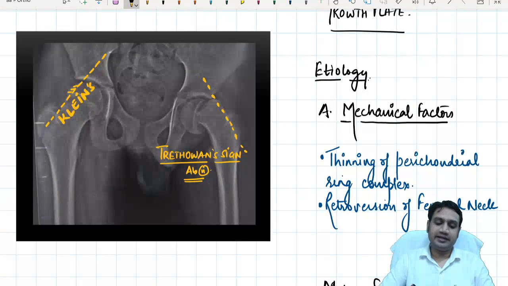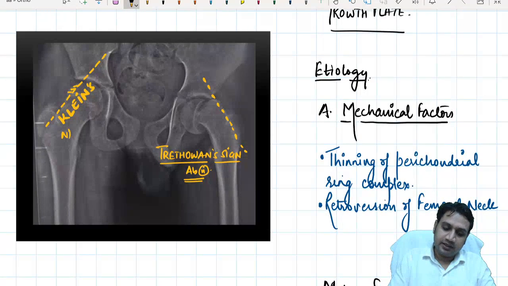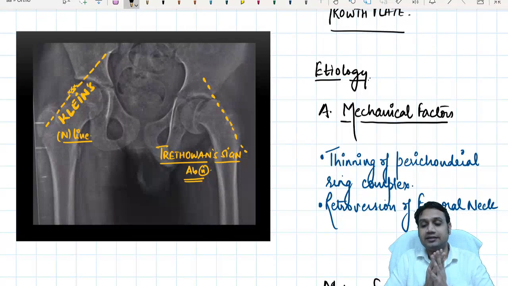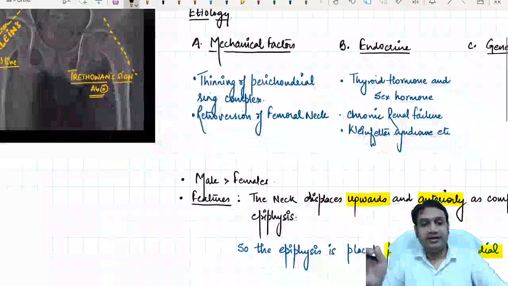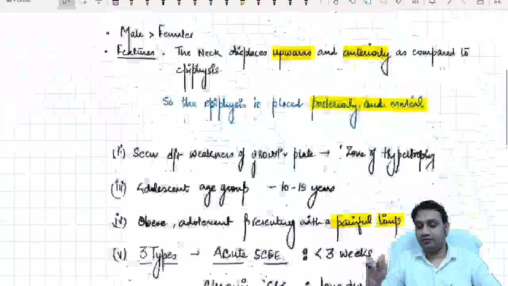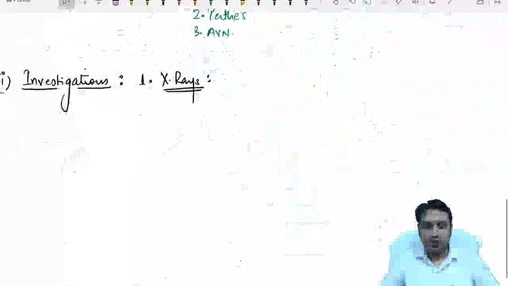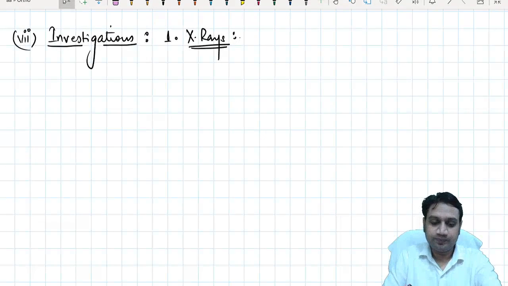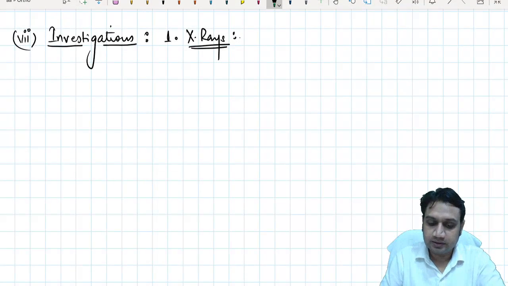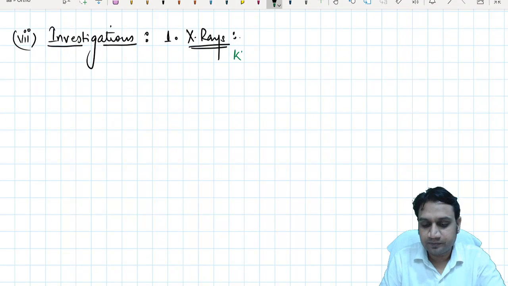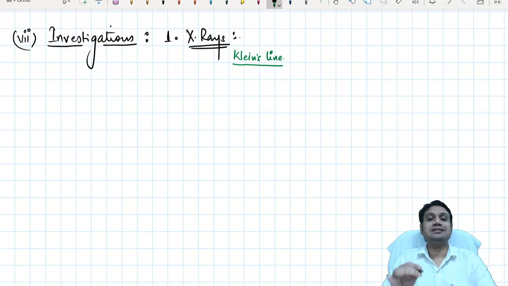So Klein's line is a normal finding. This is a normal line intersecting the part of the femoral head that you can see. On plain radiograph, number one, the most important I told you, is Klein's line. This Klein's line will help you find whether there is a slip or not. That's what you call Klein's line.